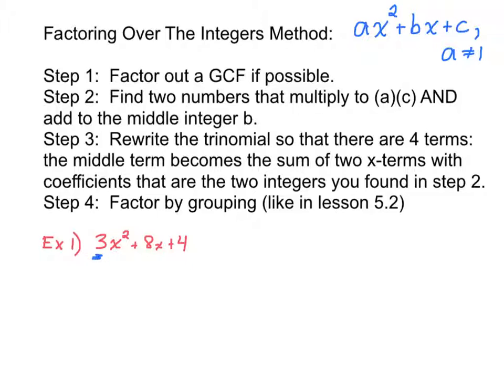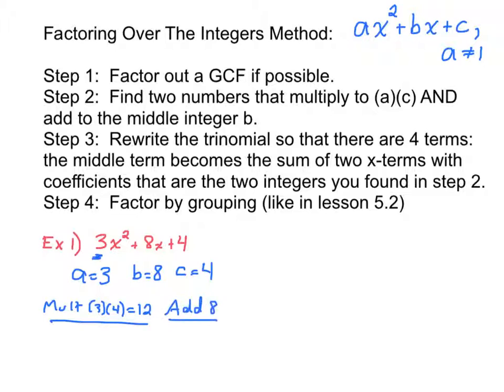So a is going to be equal to 3, it's the coefficient of x squared. b is equal to 8, the coefficient of the x term, and c is equal to the constant, which is 4. So we need two numbers that multiply to whatever a times c is. So 3 times 4 is 12. We need factors of 12 that also add to 8. So factors of 12 could be 1 and 12, but they add to 13. Let's look at 2 and 6. That looks good. 2 plus 6 equals 8. So 2 and 6, those are the factors that we want to use.